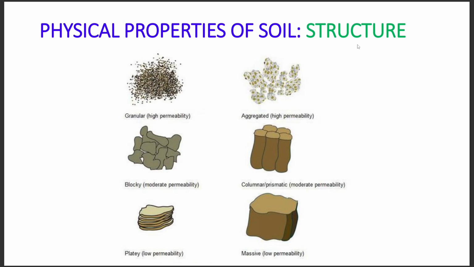Depending upon the soil structure, there are mainly 6 classifications. One is granular, which has high permeability for water and air. Then we have aggregated. Then we have blocky, which has moderate permeability. Also columnar or prismatic has moderate permeability. Then we have platy, which has low permeability. And the massive type of soil structure, which looks like rock, has very little permeability.